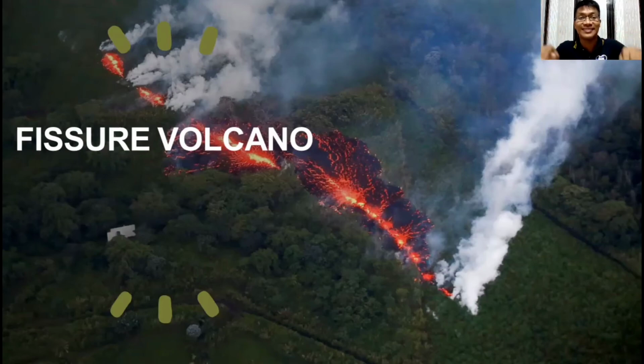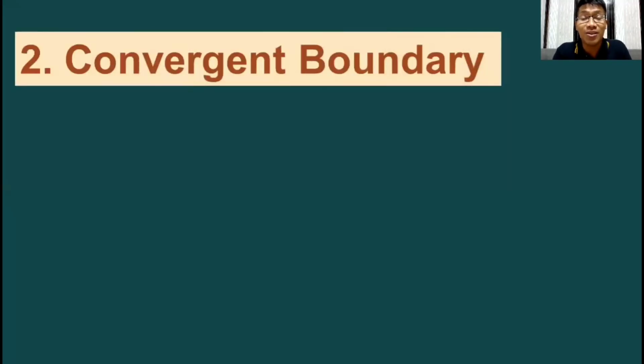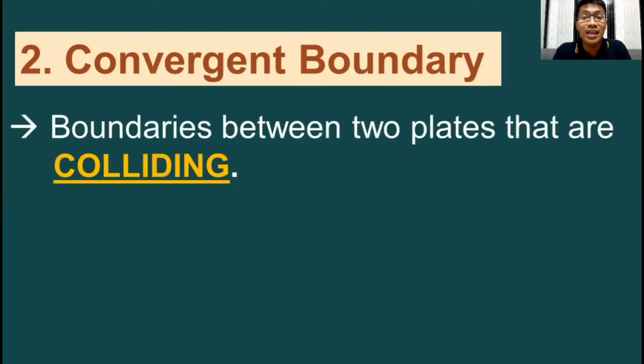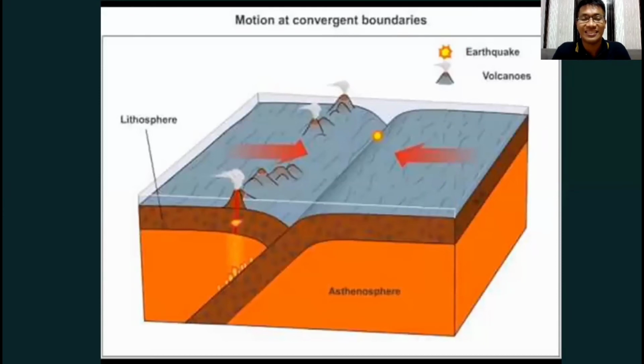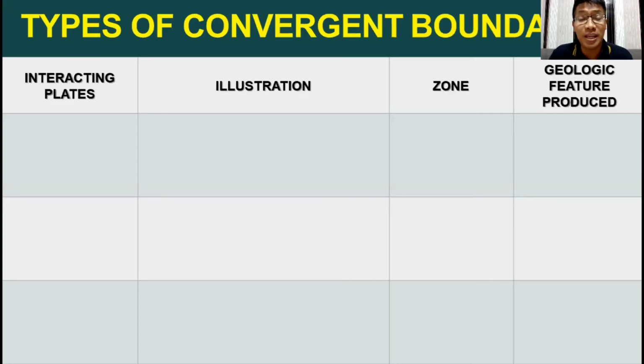drifting apart. The second type of plate boundary is called convergent boundary. In convergent boundary, the two plates are colliding. Let us see this illustration. That's it. Nagkakaroon ng banggaan. In convergent boundaries, a lot of geologic features are produced, but it depends on the type of interacting plates.